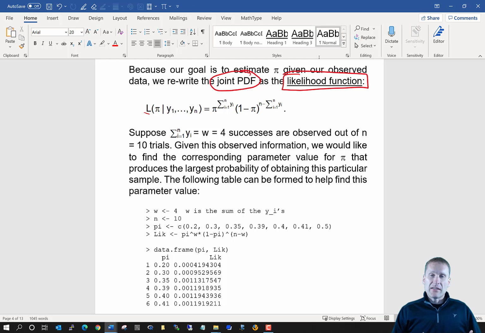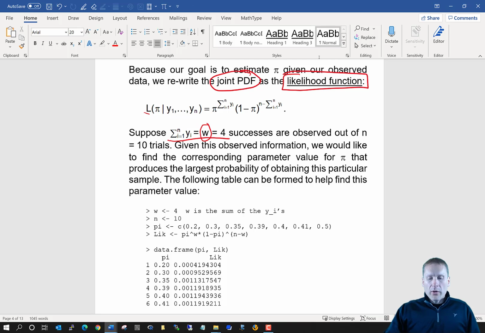So I have this likelihood function L, that's a function of pi, given my observed data values, y1 through yn. Again, this is called a likelihood function. What this likelihood function is going to allow us to do is, given our observed data, measure for us what are the most plausible values for what pi would be, given the sample that we have. So let's say I observe 4 successes. Just to make things a little bit easier to write, suppose W is the sum of the yi's, the number of successes.